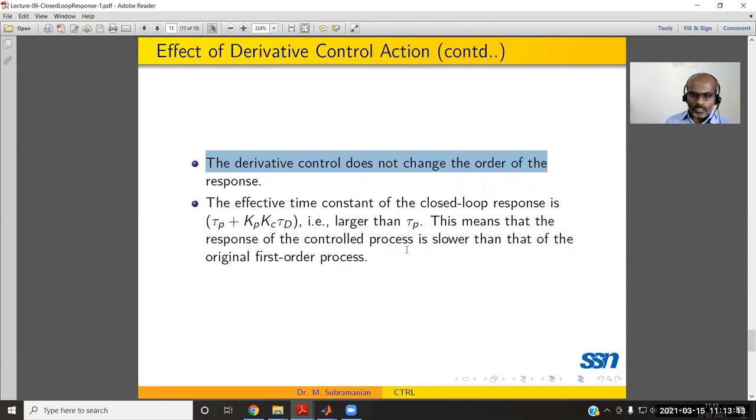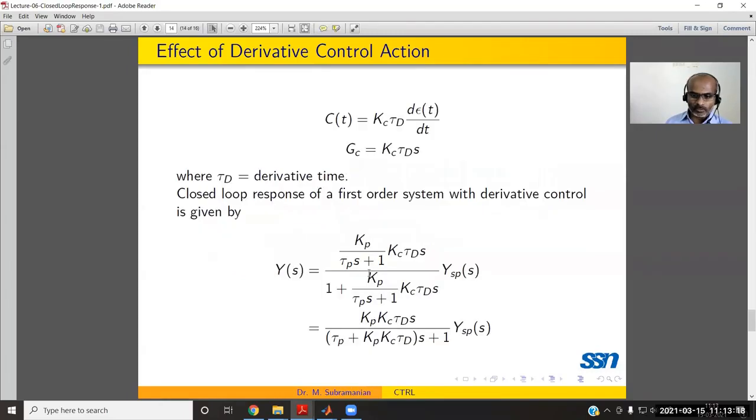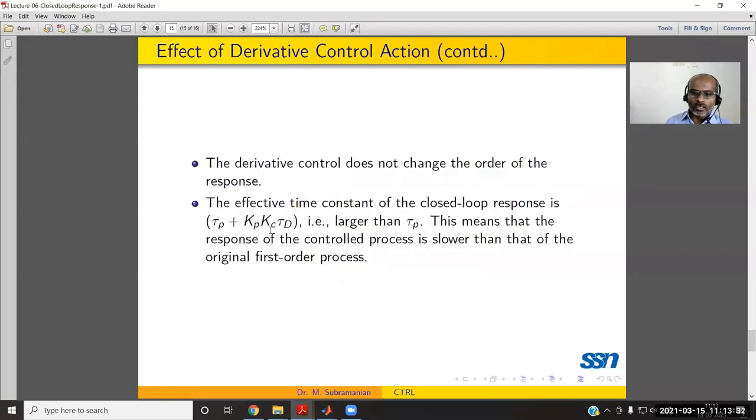Whereas how fast it responds, we can say from the value of the tau. Here the tau, referring to tau p, is changing to tau p plus KP KC tau d. So your time constant is increasing.